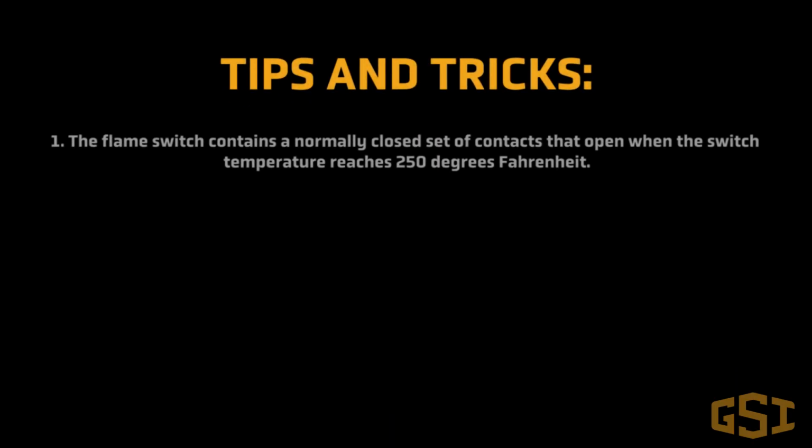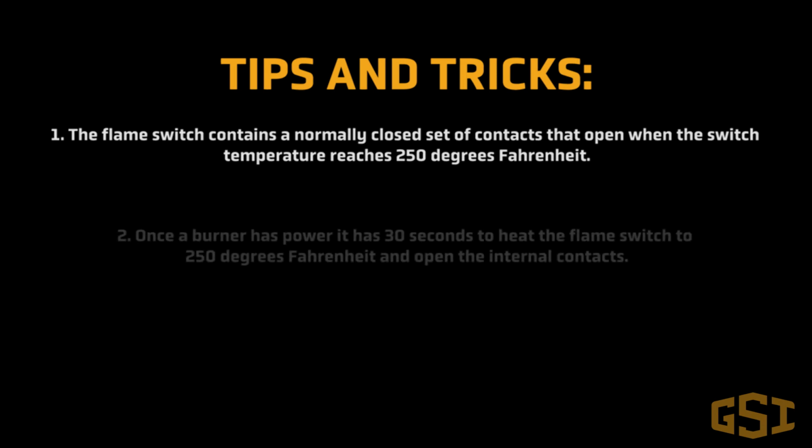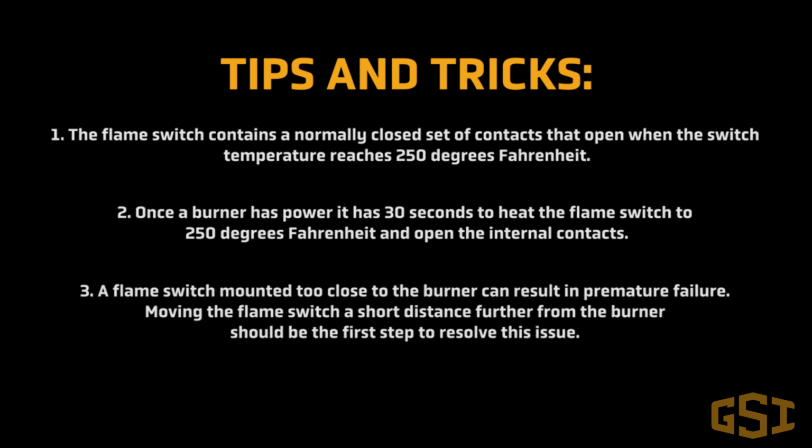The flame switch contains a normally closed set of contacts that open when the switch temperature reaches 250 degrees Fahrenheit. Once a burner has power, it has 30 seconds to heat the flame switch to 250 degrees Fahrenheit and open the internal contacts. A flame switch mounted too close to the burner can result in premature failure. Moving the flame switch a short distance further from the burner should be the first step to resolve this issue.